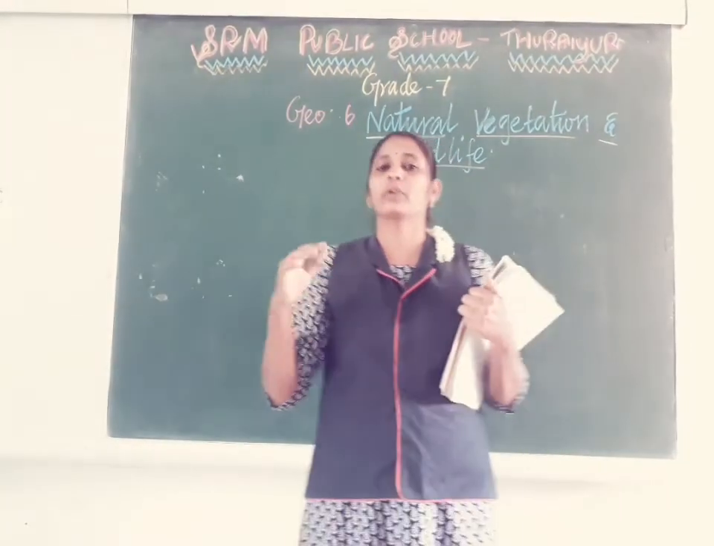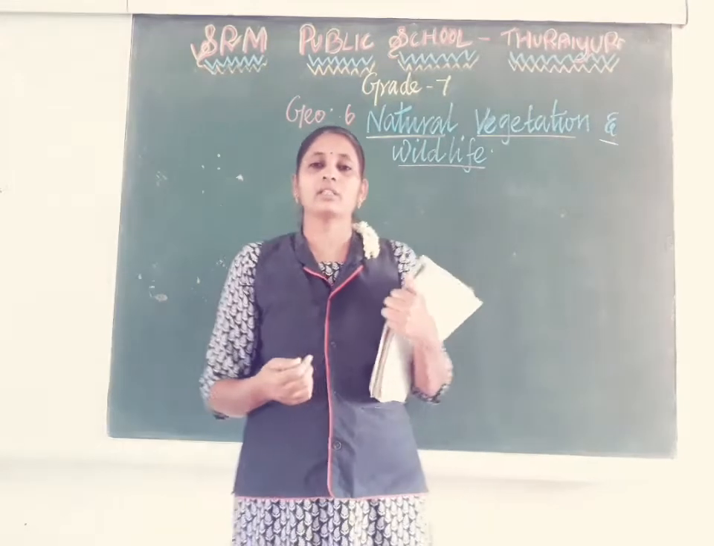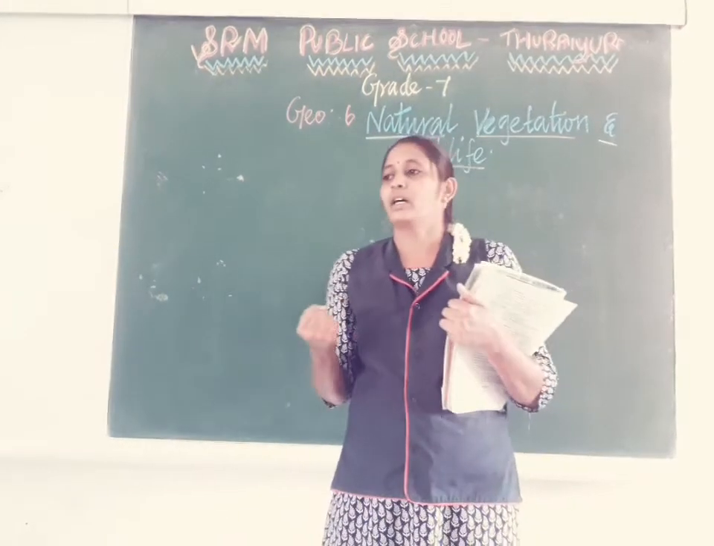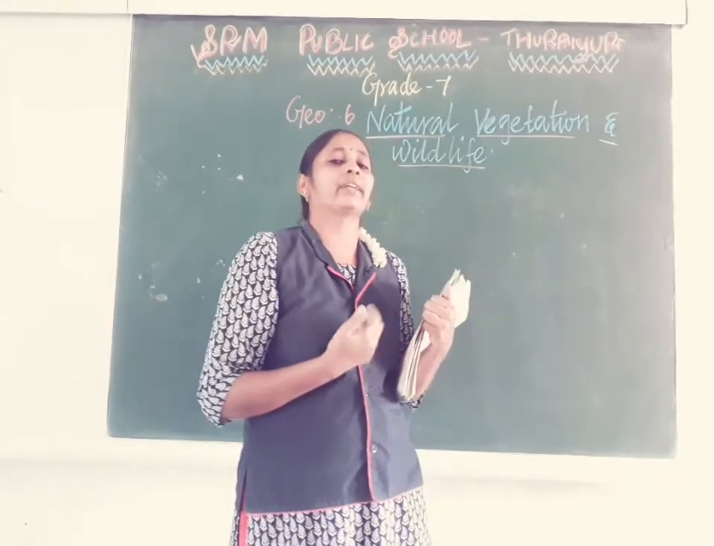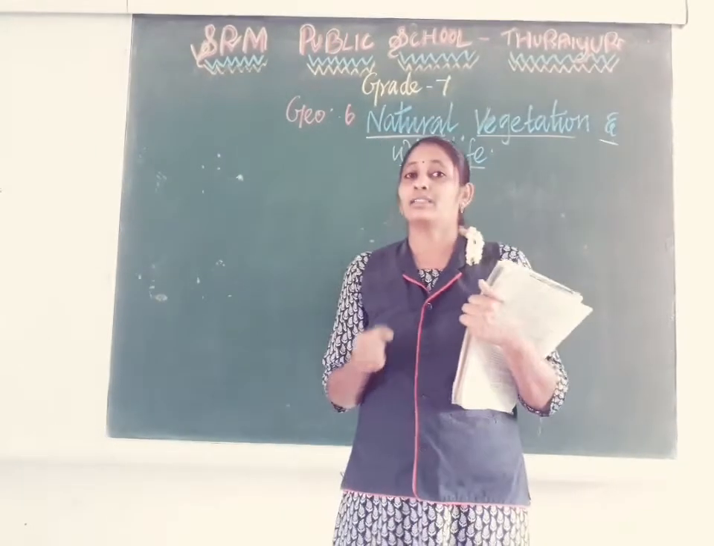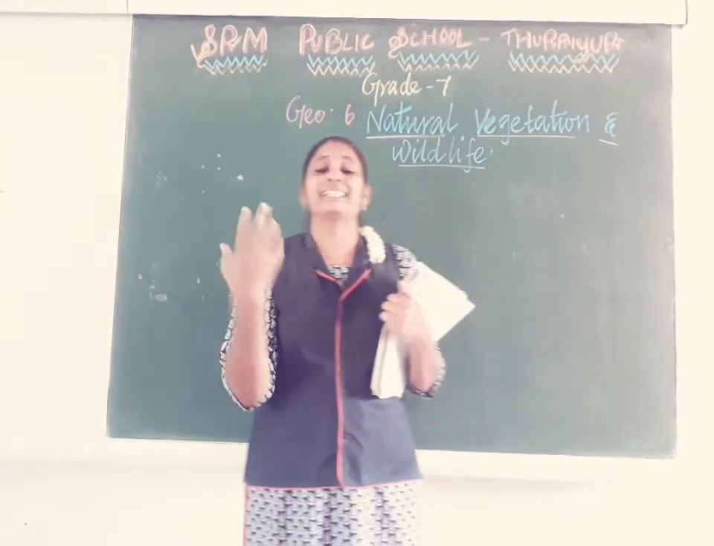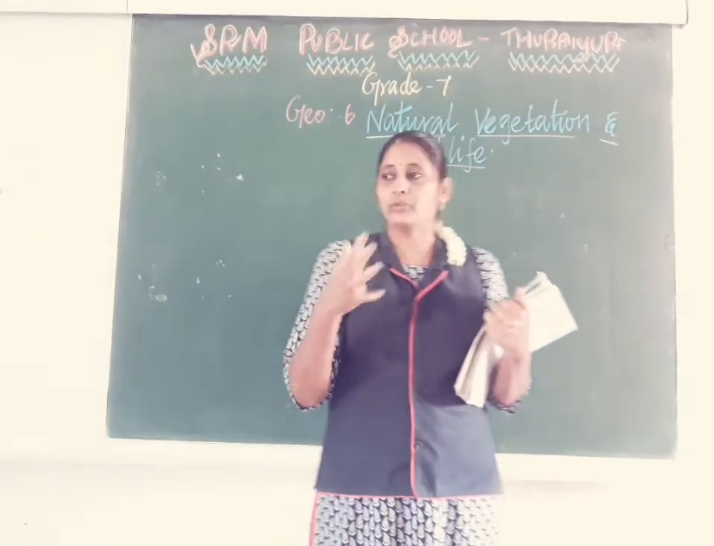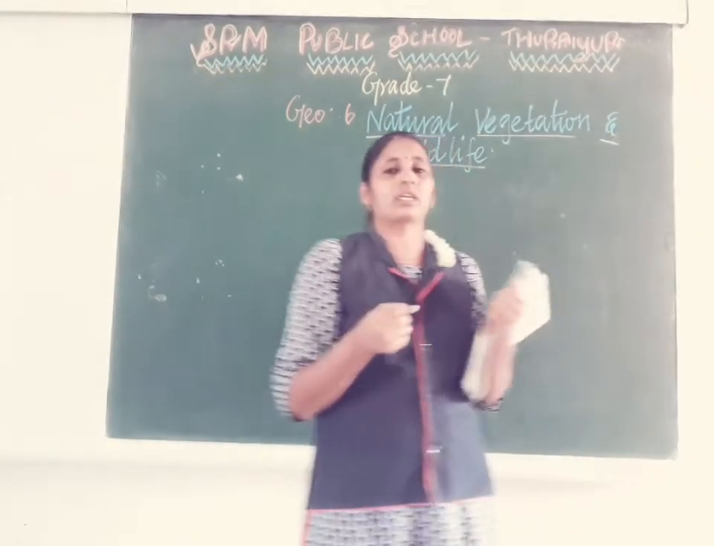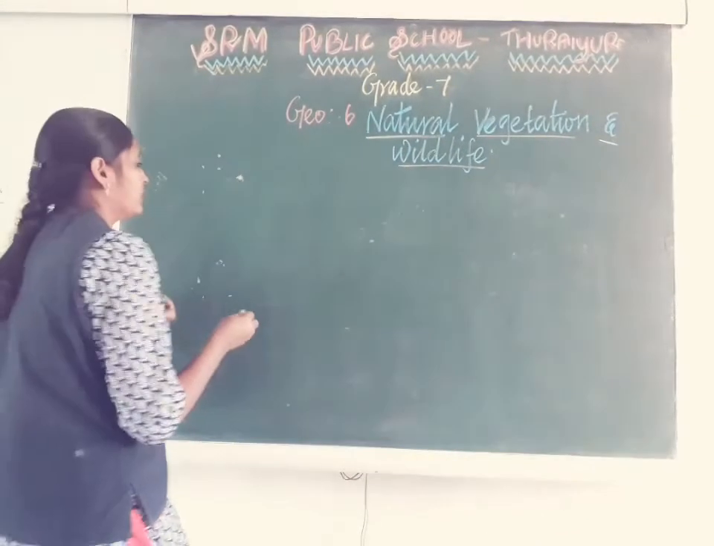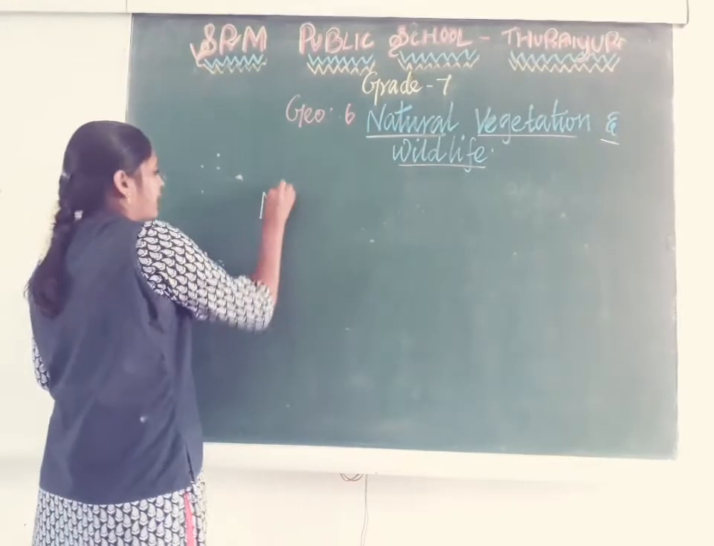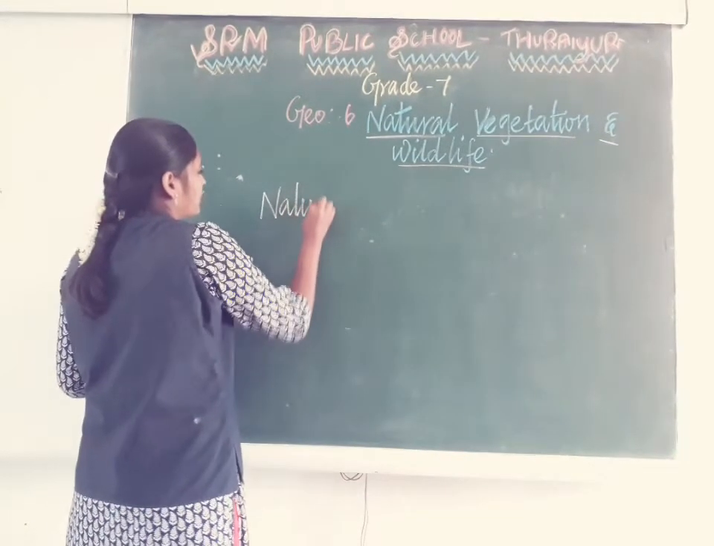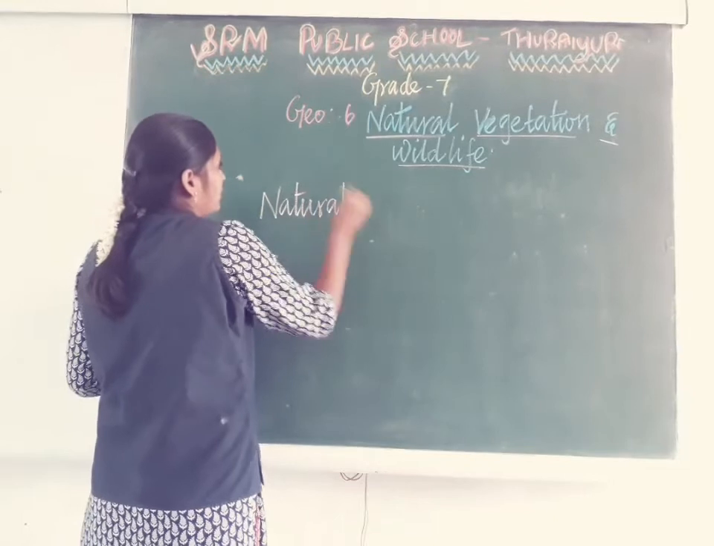Suppose we are going to the Himalayan mountain range, you can see some different animals. Same like that with the trees and plants also. That alone we are going to be discussing in this lesson. Before we move on, you should know the meaning of natural vegetation.